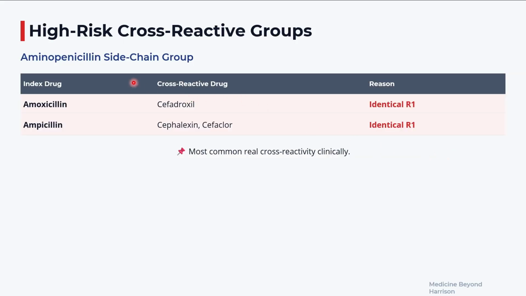High-risk cross-reactive groups: aminopenicillin side chains. Amoxicillin and ampicillin have aminopenicillin side chains. These are basically the aminopenicillin groups. Cephalexin, cefadroxil, and cefaclor have the same aminopenicillin group, an identical R1 side chain. This is the most common real cross-reactivity clinically.